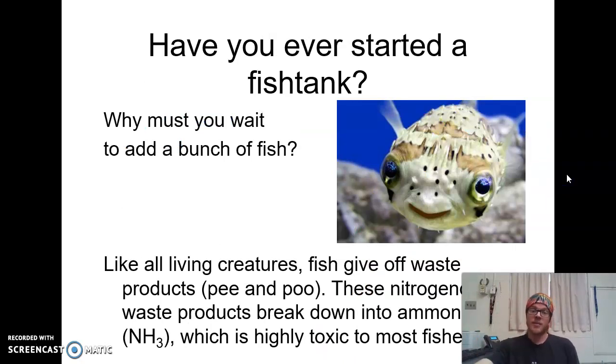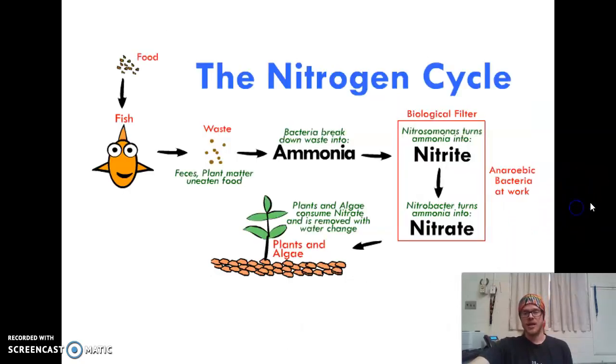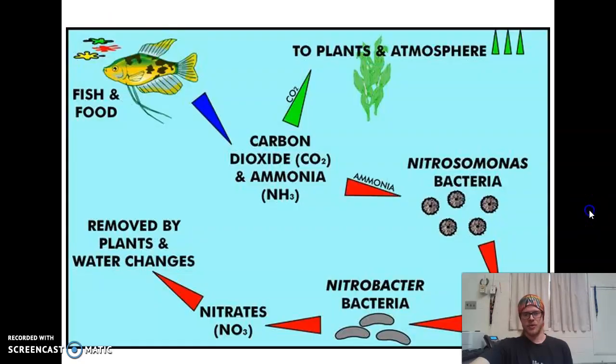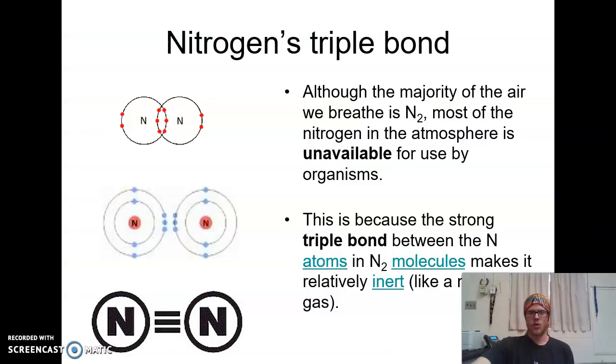Okay, so thinking about starting a fish tank, right? All living things give off waste, right? So pee and poop. Our waste is nitrogenous, okay? So it has nitrogen in it, and it breaks down into ammonia, okay? It's hot, it's toxic. So if we look at this, we see a little process. I'm going to skip through because this is just so focused on the fish tank, and we're going to kind of look at the whole world.